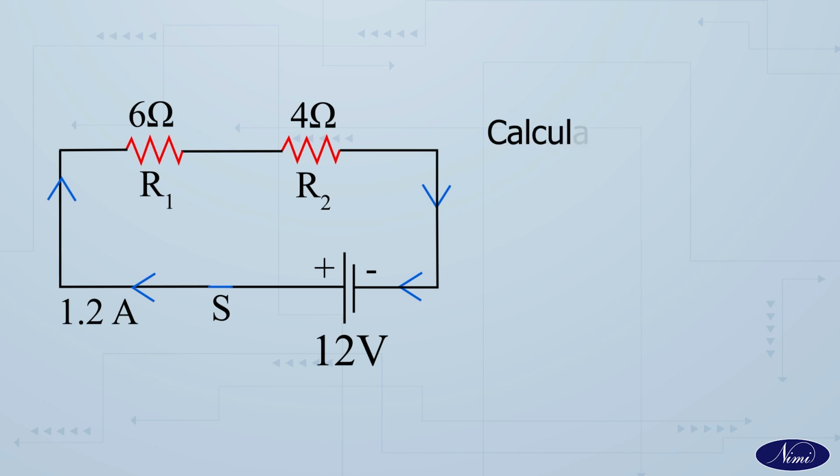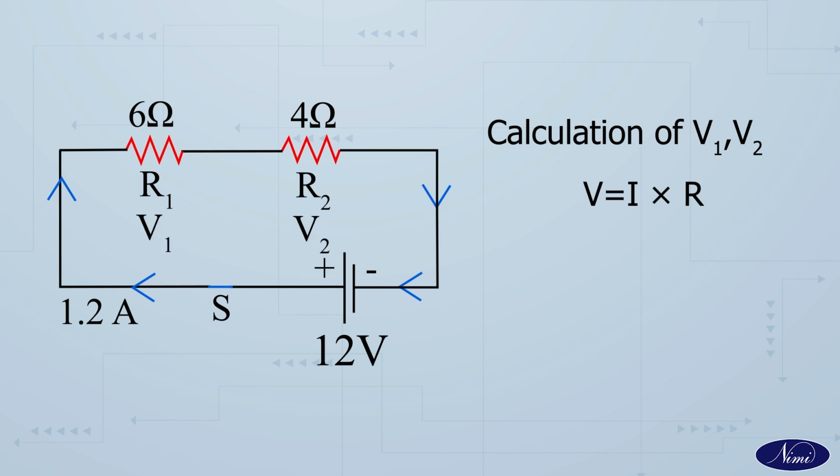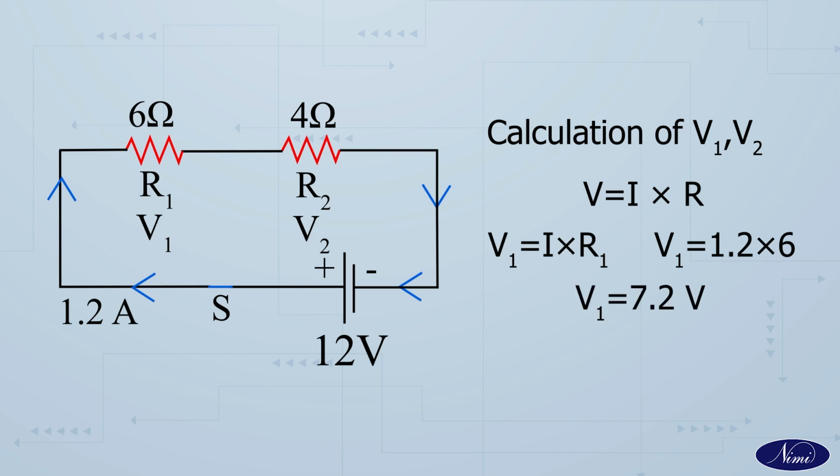Now calculate the voltage drops V1 and V2 using the Ohm's law formula V equal to IR. To calculate the individual voltage drop across each resistor, you should take the corresponding resistance value, like R1 for V1 and R2 for V2. Calculation of V1 and V2. V1 is equal to IR1. V1 is equal to 1.2 multiplied by 6. V1 is equal to 7.2 volts.